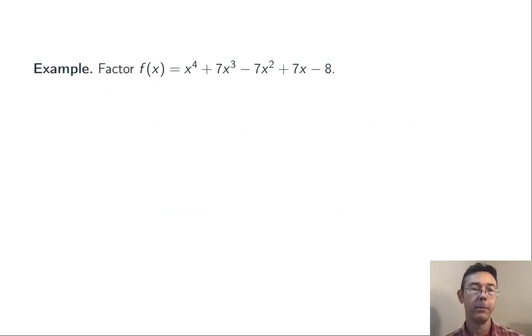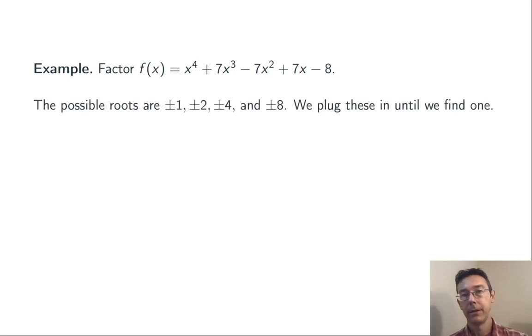One final example. Let's factor a fourth degree polynomial this time, a quartic. X to the fourth plus 7x cubed minus 7x squared plus 7x minus 8. This is a monic polynomial, so the only possible rational roots are going to be the factors of 8 there at the end, positive or negative. Let's plug in until we find one that's actually a root.